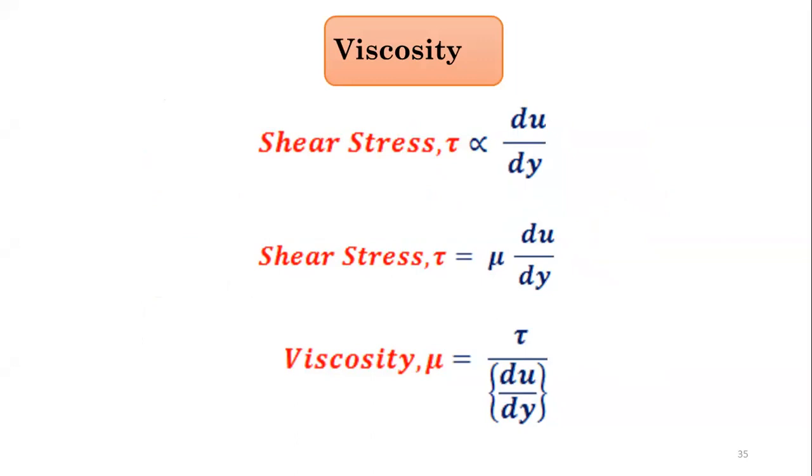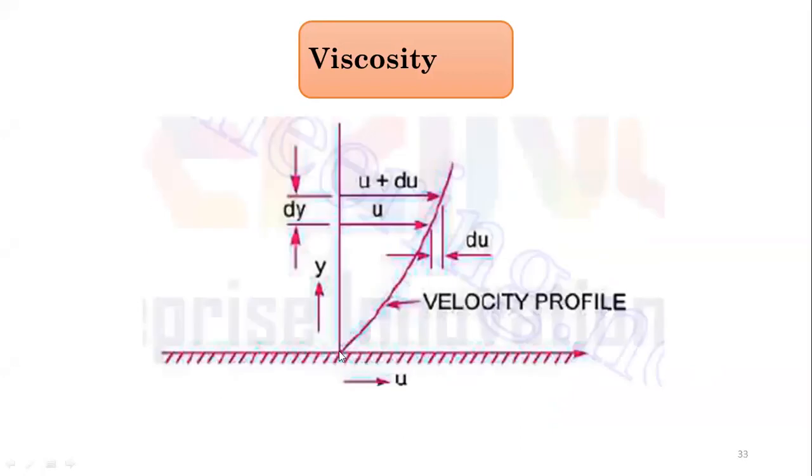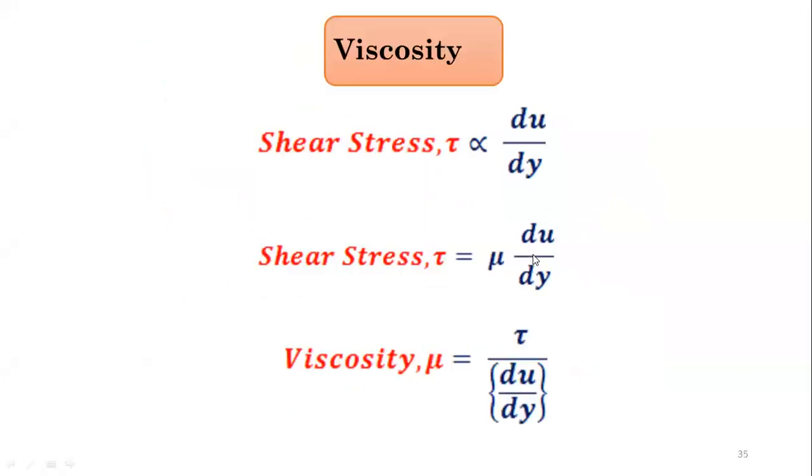And next one, what we have here, du by dy. So dy is nothing but distance. I already said, along the direction of y, layers will have more velocities. So this is the distance from the base to the top side. So dy is the distance. So dy units will be the units of distance.